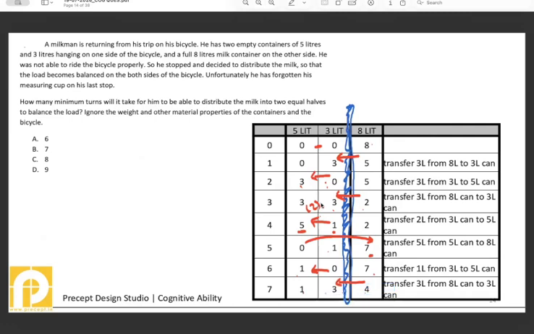So 4 has come on one side, 4 has come on the other side. So both the sides are equally balanced, and that happens at the 7th step. So the correct answer is option B, 7. Okay. We'll move to the next one.